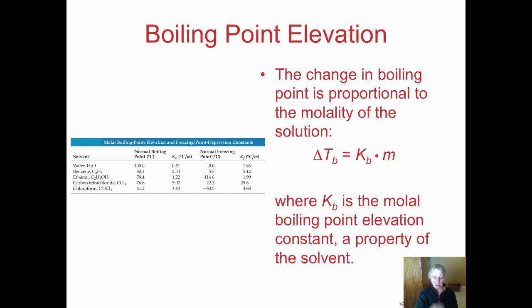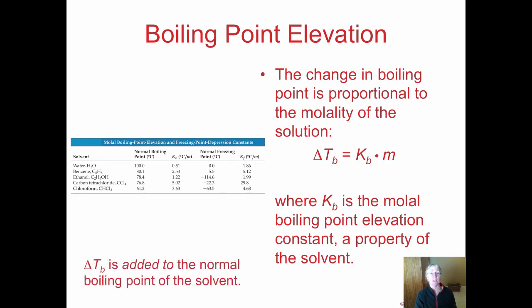So what you will need to do, as you do these type of problems, if they're simply asking you what is the elevation of the boiling point or the freezing point depression, they're just going to ask what was the change. If they say what is the new boiling point, what is the new freezing point, you would have to add the change in boiling point to the normal temperature and subtract the freezing point depression from the normal freezing temperature.